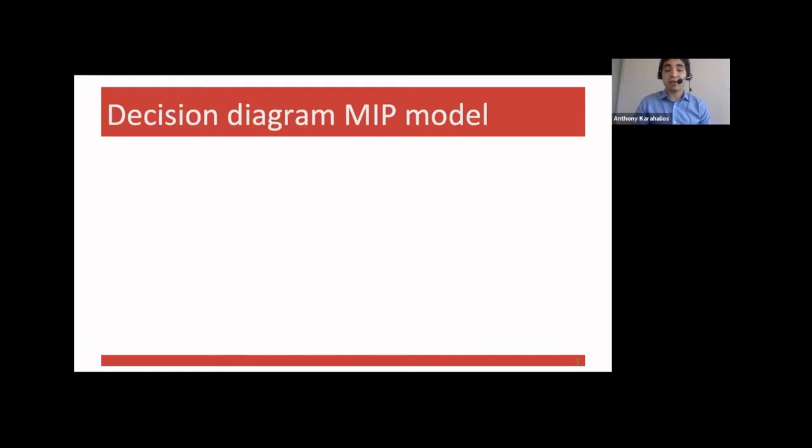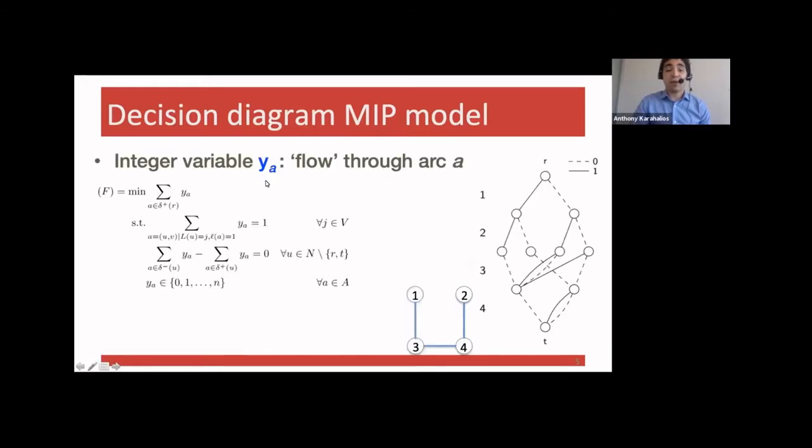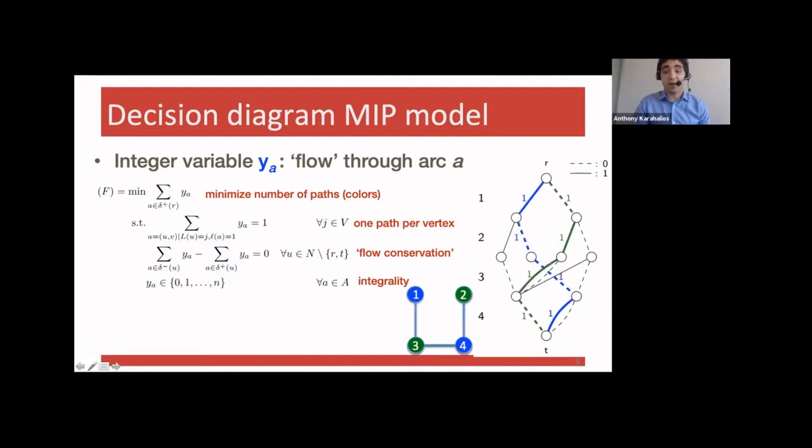Using this exact decision diagram, we could create a MIP that uses integer variables y_a that represent the flow through an arc, and our MIP formulation would minimize the number of paths or colors necessary such that each vertex receives a color or is on one path, and we have conservation of flow and integrality constraints. If we solve this MIP formulation on our exact decision diagram, we will get a solution to the graph coloring problem. Here we have two paths, a blue color class with vertices 1 and 4, and a green color class with vertices 2 and 3.